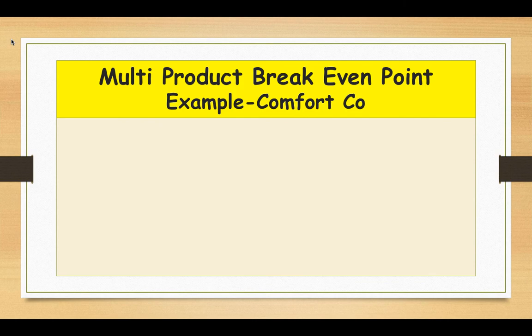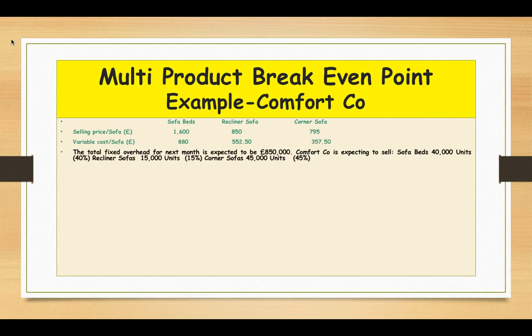In some exam questions, they won't give the number of units sold. Instead, they will give the percentage. So we are going to see the same comfort company using the percentage sold. If you look at the three types of products, selling price given, variable cost given, total fixed cost also given. Now, instead of the number of units, we are going to see the percentage.